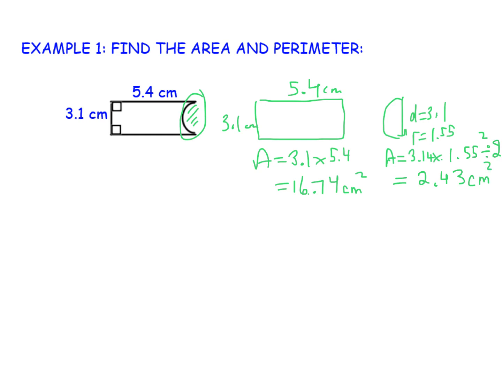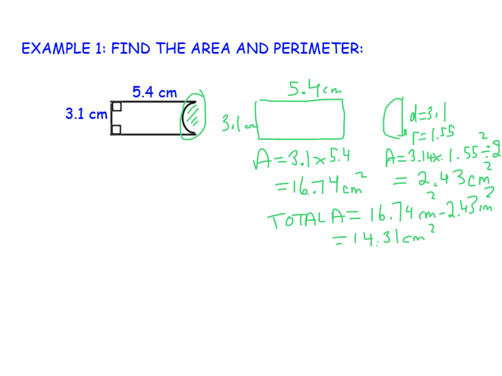And if I want to know the total area, we know that's going to be less than what we got for the rectangle. We're going to take 16.74 centimeters squared, and we're going to subtract 2.43 centimeters squared from that. And that's going to give us our resulting area. And so we get 14.31 centimeters squared. So that answers the question for the area.